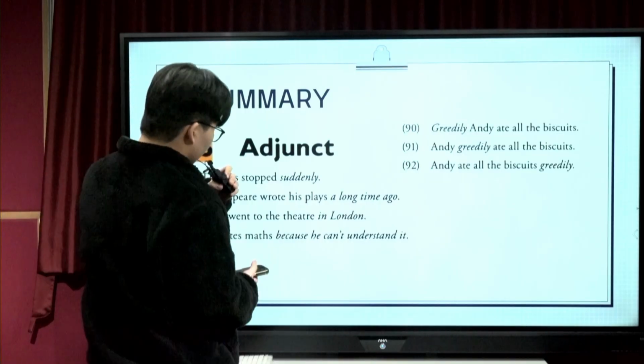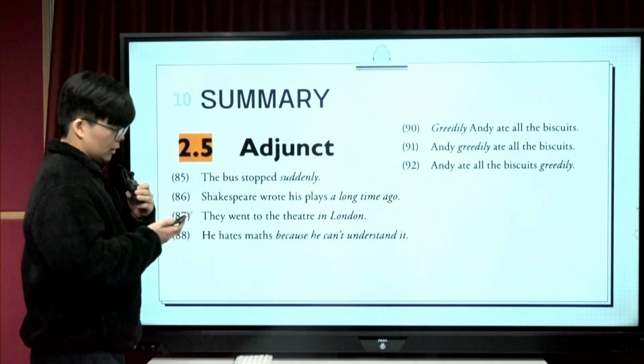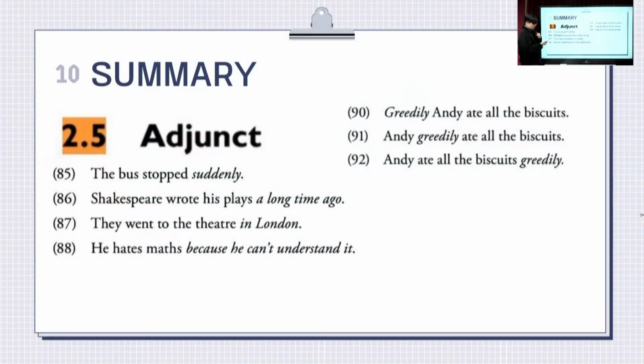And now I will summarize this long presentation. In section 2.5, we learned about adjuncts, that means sentence elements that give extra information such as how, when, where, or why something happens. For example, suddenly, in London, or because he can't understand it. Adjuncts are optional and provide additional details rather than essential meaning. They can appear in different positions in a sentence, like greedily Andy ate all the biscuits or Andy ate all the biscuits greedily. But they can go between the verb and its objects. Sometimes more than one adjunct can appear in a single sentence.